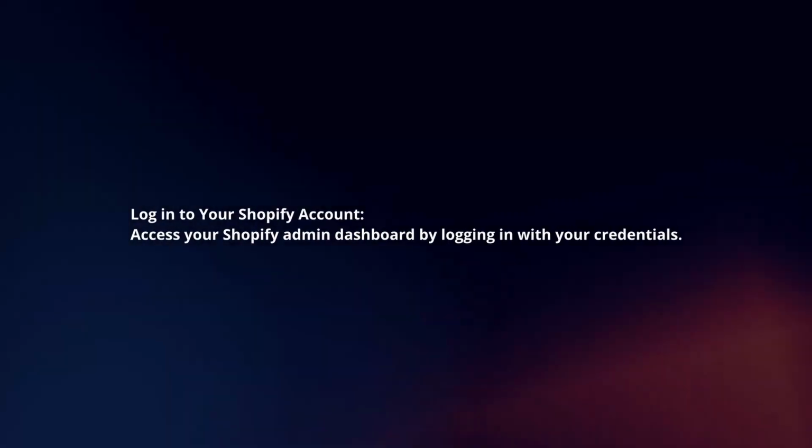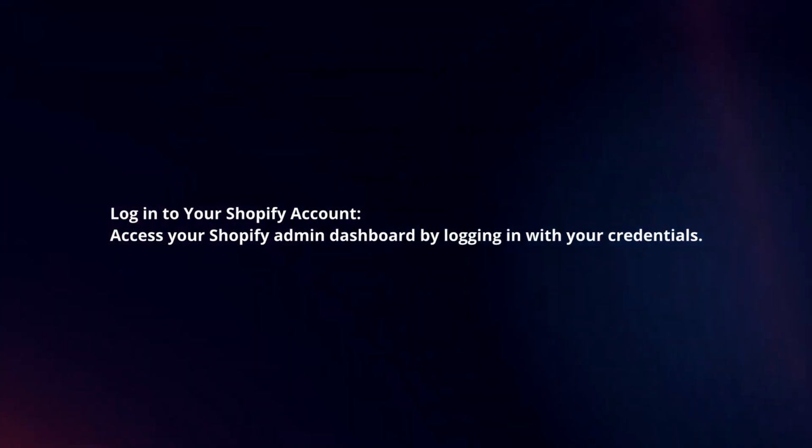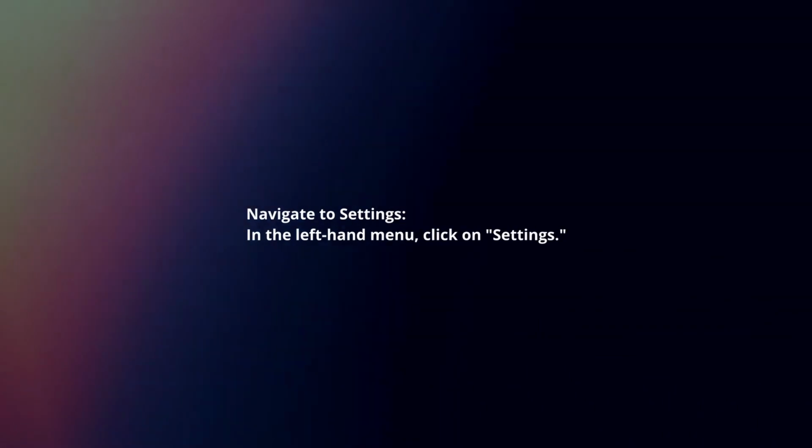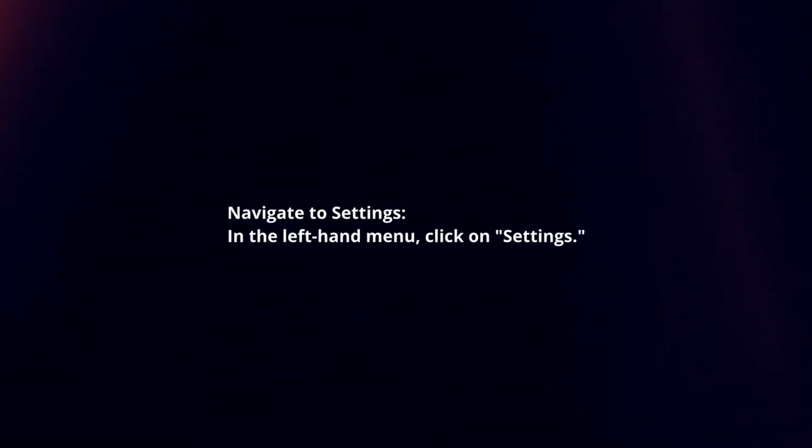To add a payment method on Shopify, follow these steps. Log into your Shopify account. Access your Shopify admin dashboard by logging in with your credentials. Navigate to Settings. In the left-hand menu, click on Settings.